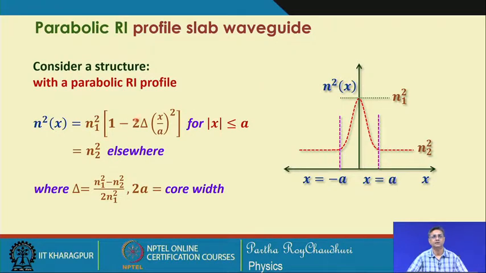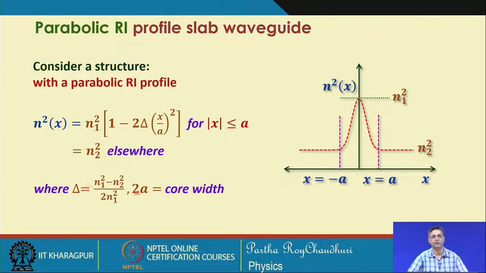Consider a structure which is given by this. For a parabolic refractive index profile, we have seen we have to replace this q by 2, and it gives you n square x equal to n 1 square, and this to the power of 2, which is for the core region, that is for the region defined by plus minus a, x less than plus minus a, and otherwise it is n 2 square.